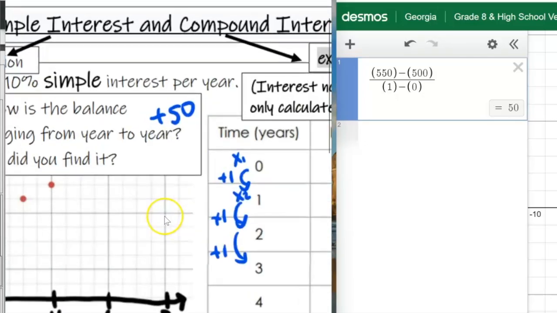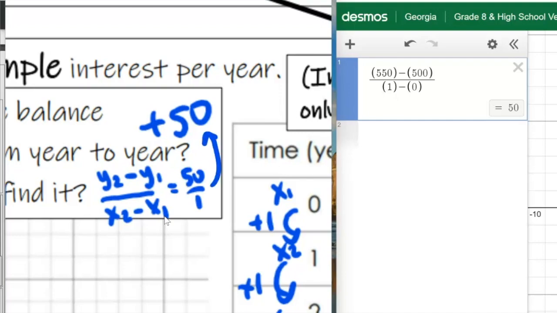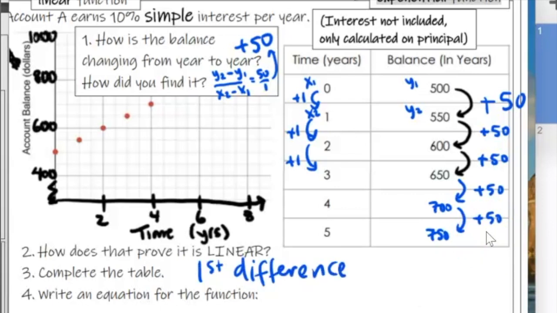So how did I find it? I used my slope formula, okay, just in case they give you ones that are not the same. y2 minus y1 over x2 minus x1. And what was that? 50 over 1, which is equal to plus 50. How does that prove that it's linear? Okay, how does this prove it's linear? It has a constant rate of change when you take the first difference. Okay, so first difference is constant.